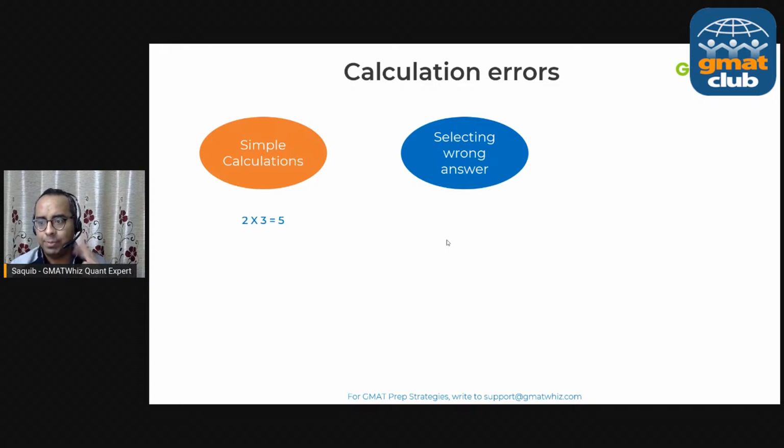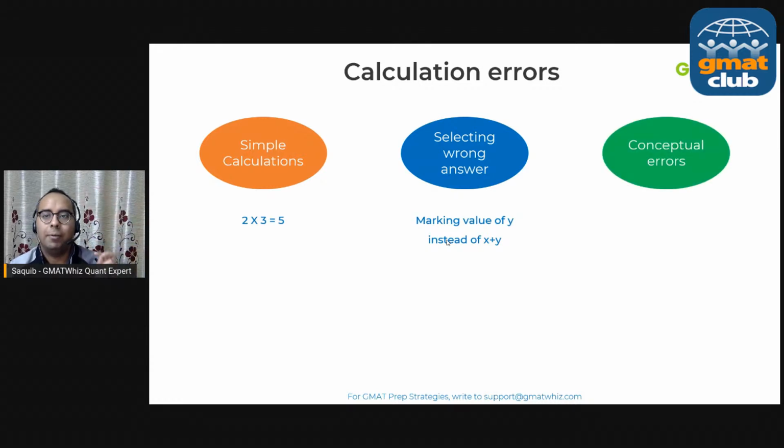The third thing which I mentioned, because of which might stop you from getting a Q51, is that you don't read the question stem properly. But it's also important to understand what you are marking as your answer. Sometimes they'll ask you about x plus y, and you'll end up marking your answer as y. That's a very common mistake that I've seen. Conceptual errors are definitely there. Like I told you, if you don't know exponents and you come across an exponent somewhere, you might end up making a mistake. It's quite possible.